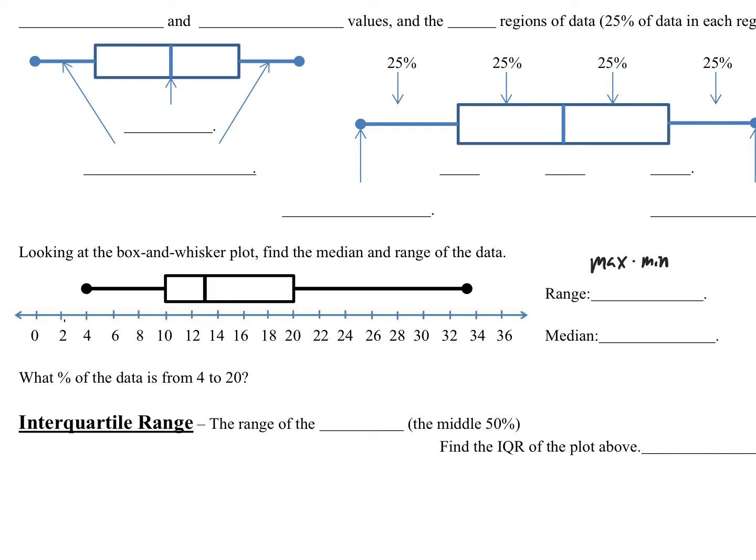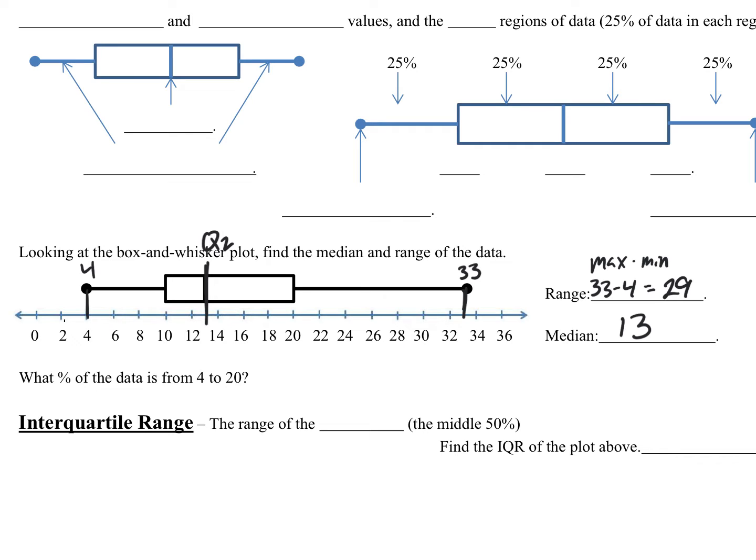So we just need to go ahead and approximate the points. It's a little bit hard when we don't have exact values, but I'd say our maximum is about 33 and our minimum is 4. So we would take 33 minus 4 and we'd get our range of 29. We can also very easily find our median because remember, our median and our Q2 are the same thing. So we just need to find our Q2 value, which is at 13, and that's the same as our median.